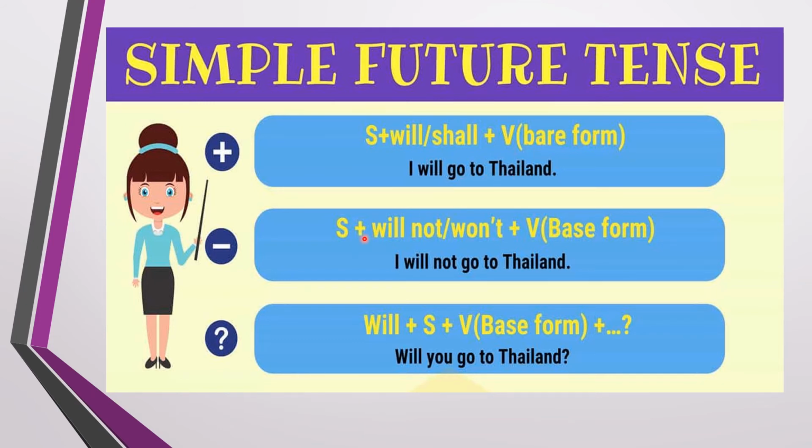The negative one should begin with the subject, followed by will not or won't, and the base form. I will not go to Thailand, or I won't go to Thailand. The interrogative sentences should begin with the auxiliary first, will, followed by the subject and the base form and the question mark. Will you go to Thailand?